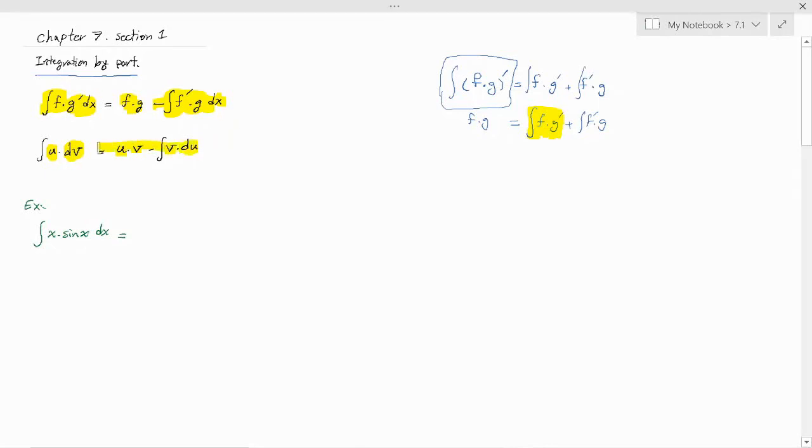This second one is the common notation that we would use. We don't use f and g because sometimes there is a function f given and a function g given. So we avoid that when we use u and v.